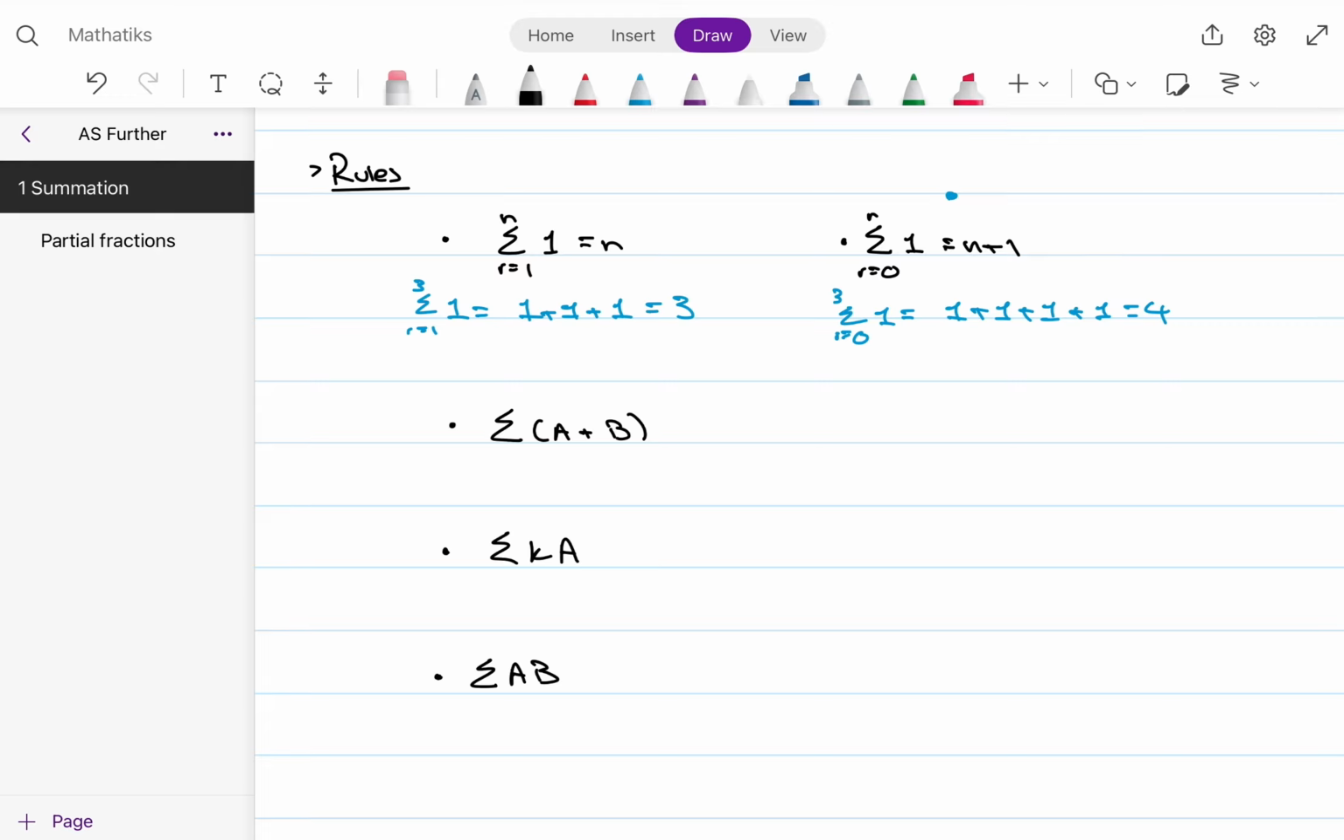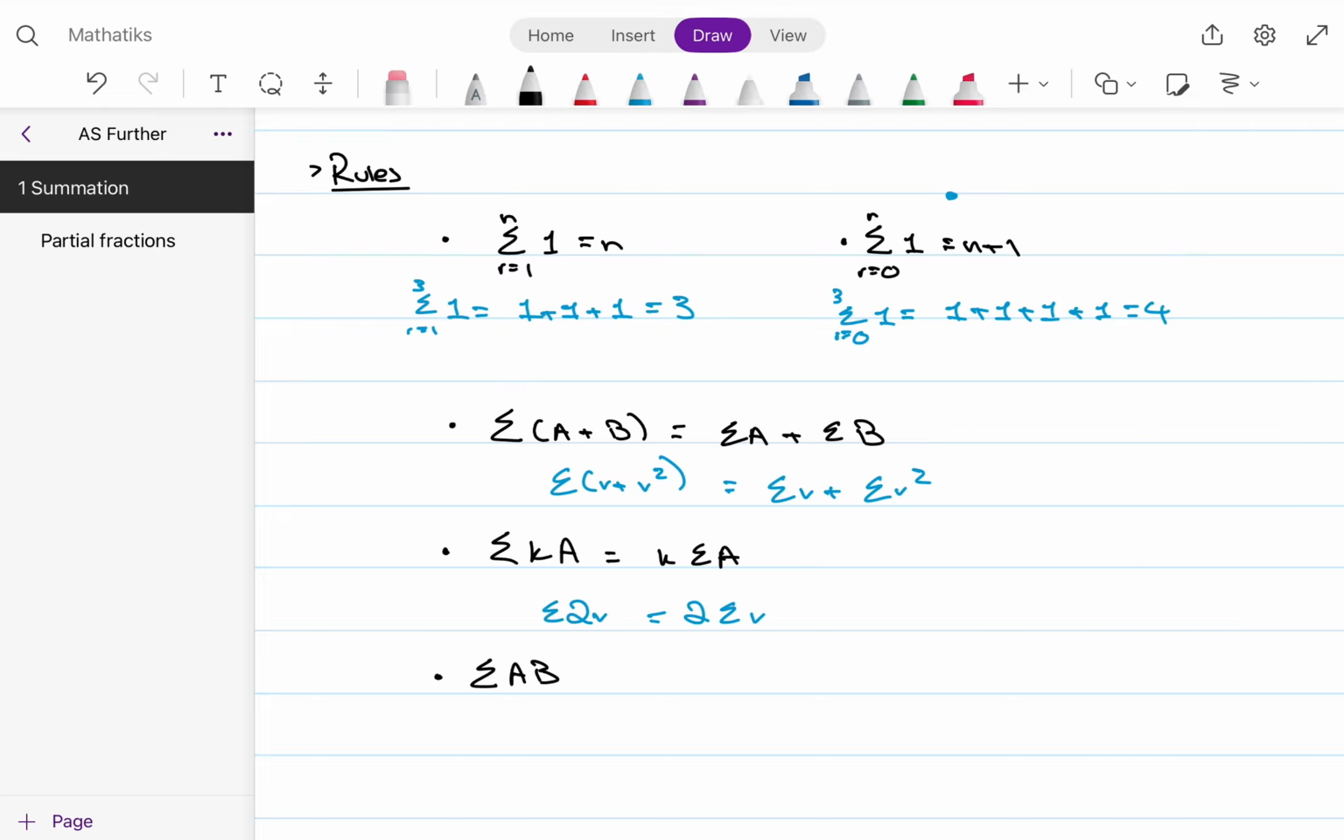When you're solving questions, you can split sums. So the sum of a plus b is the same as the sum of a plus the sum of b. So for example, if you have the sum of r plus r squared, that's the same as writing the sum of r plus the sum of r squared. You can take constants common outside of the sum. So the sum of k times a is equal to k times the sum of a. So if you have the sum of 2r, that's the same as writing 2 times the sum of r.